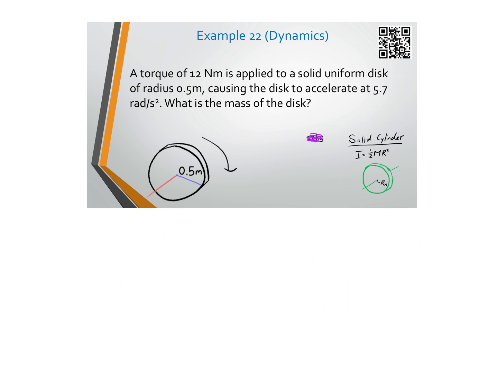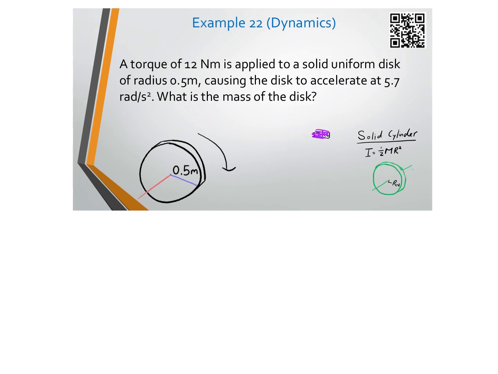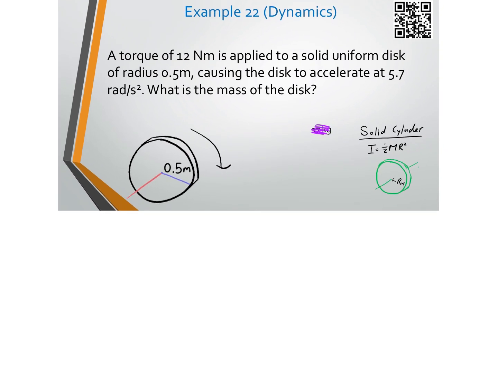This one says a torque of 12 Newton meters is applied to a solid uniform disc. Why is that important information for us? It tells us which moment of inertia we need to use, right? Solid uniform disc right here. Does it match the one we have on our sheet? Solid uniform disc and solid uniform cylinder, same thing, because a disc is a cylinder shape. So 1/2 mr squared. The radius is 0.5 meters.